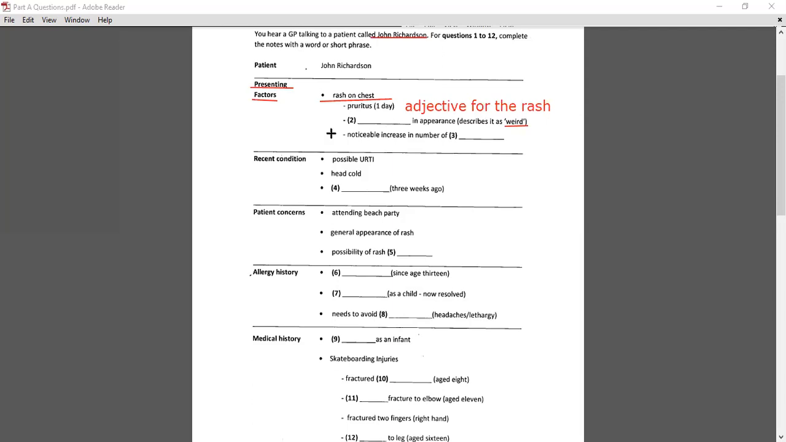Then it says noticeable increase in number of. Again, it is in continuation of the rash. So number of what? So here it is going to be a symptom.